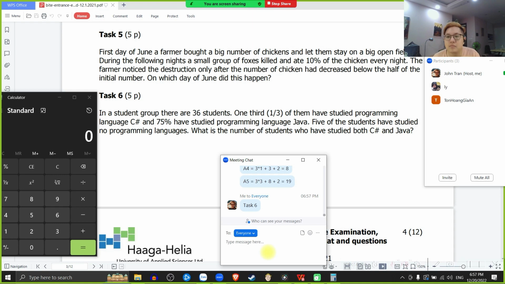Okay. Rồi bạn nào đọc có thể đi lead. Can you read this one for me? In a student group.